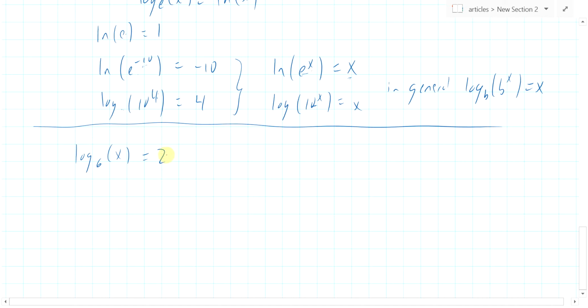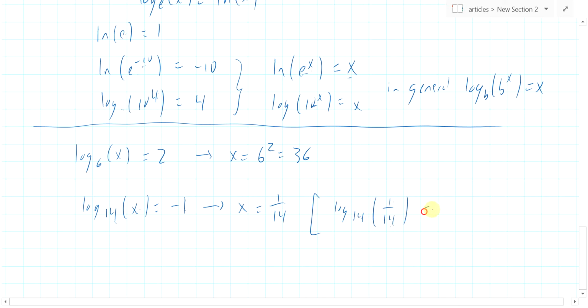Log base 14 of x equal to 1 over 14. What is x? I got that backwards. Sorry about that. Let me redo that. Log base 14 of x equals minus 1. What is x? Well, 14 to the minus 1 gives me 1 over 14, because a negative exponent means put it down in the bottom. And so log base 14 of 1 over 14. What power do you raise 14 to get 1 over 14? That's my minus 1. So x is 1 over 14.